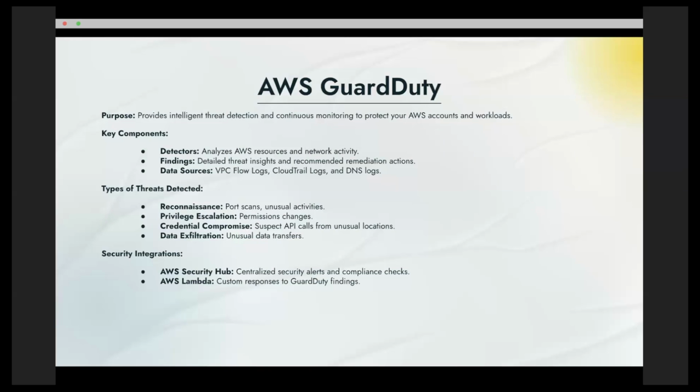The data sources for GuardDuty are the VPC Flow Logs, CloudTrail logs, and the Route 53 DNS logs. The types of threats detected by GuardDuty, not an exhaustive list, but on a very high level, include reconnaissance, privilege escalation, credential compromise, and data exfiltration. For security integrations, you can always have a centralized view of all the alerts using Security Hub. And of course, you can configure Lambda on top of GuardDuty findings for automated custom response.